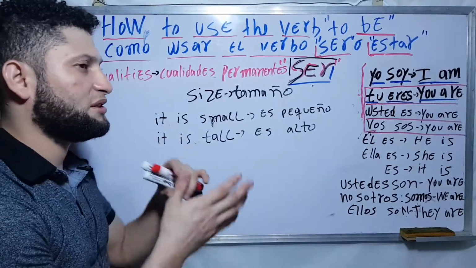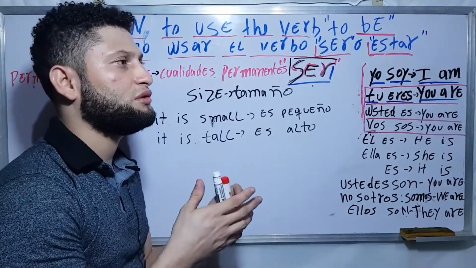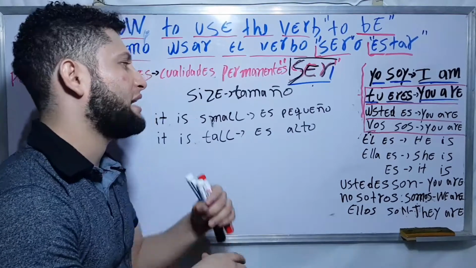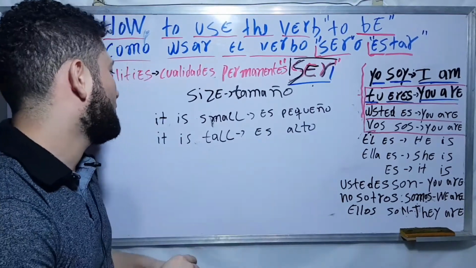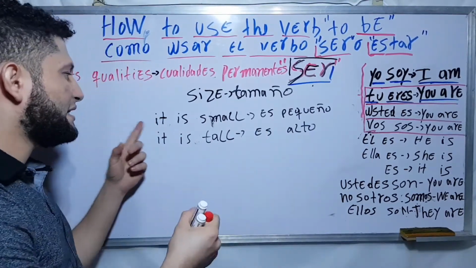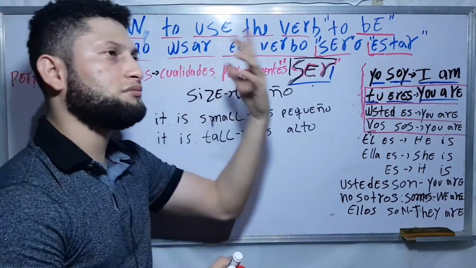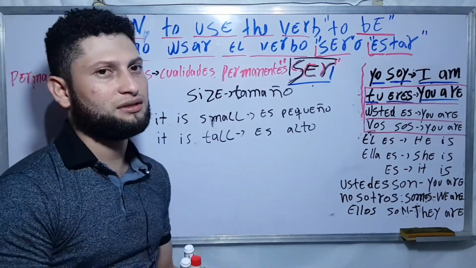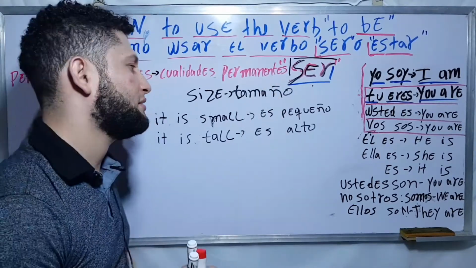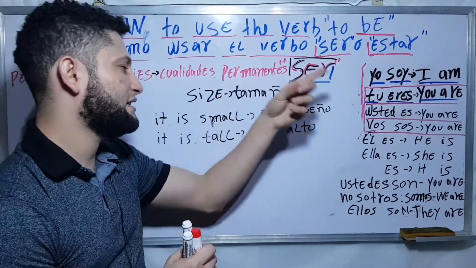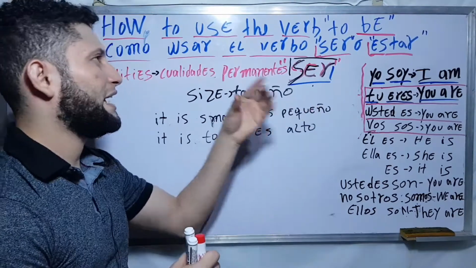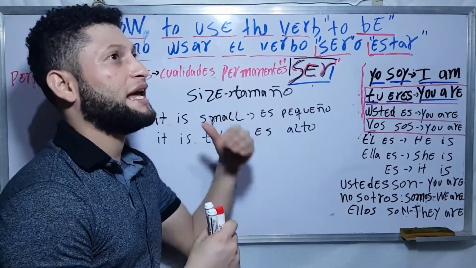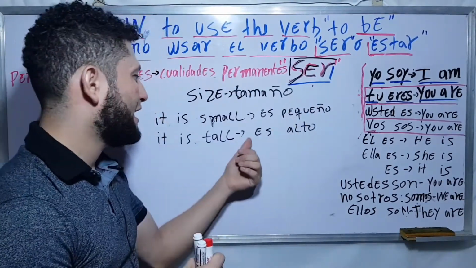You say it like this because you probably mentioned that it's a building. In fact, I can say the building is tall. Okay, so the building is tall. El edificio, the building, es alto.